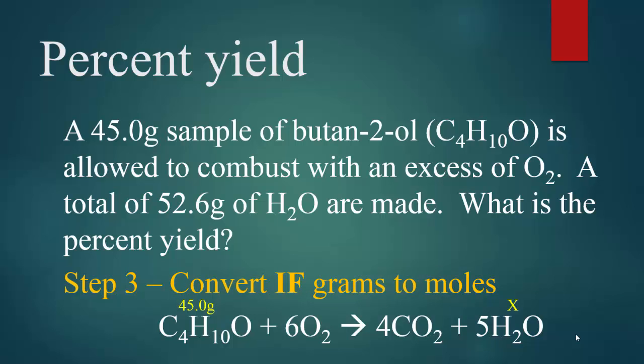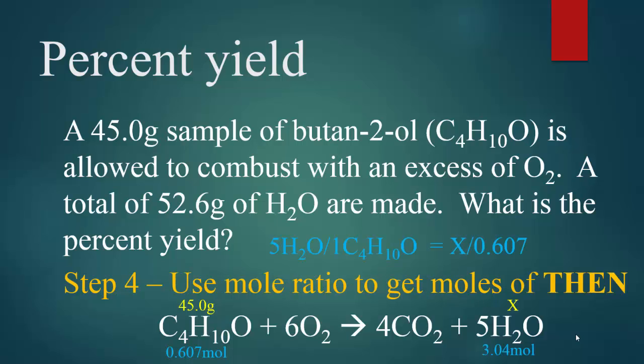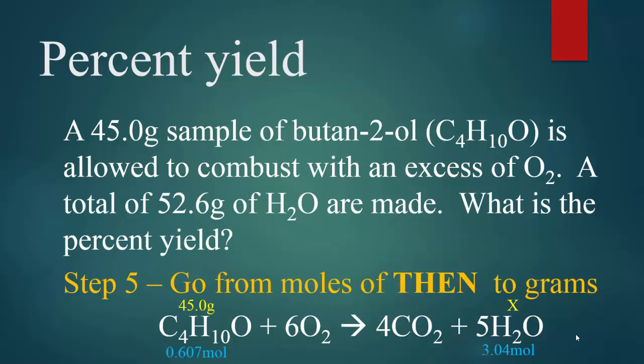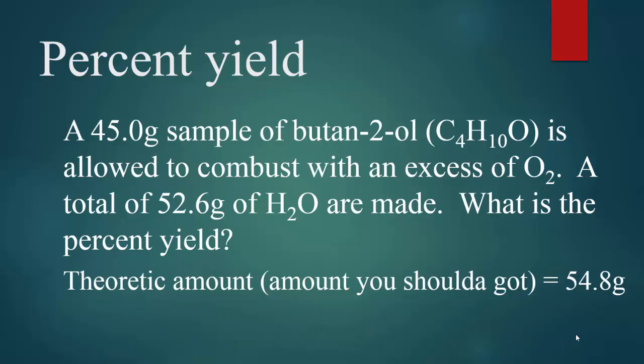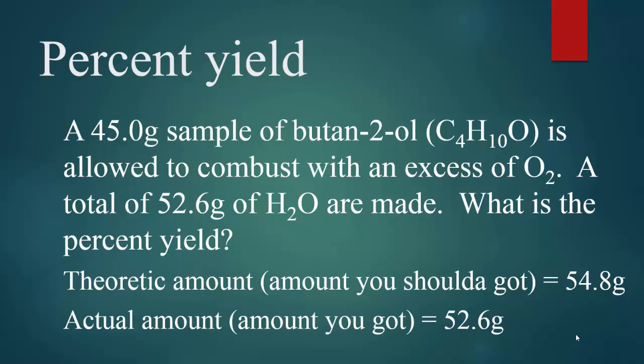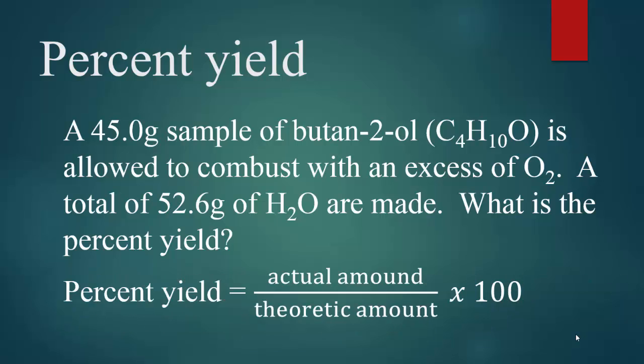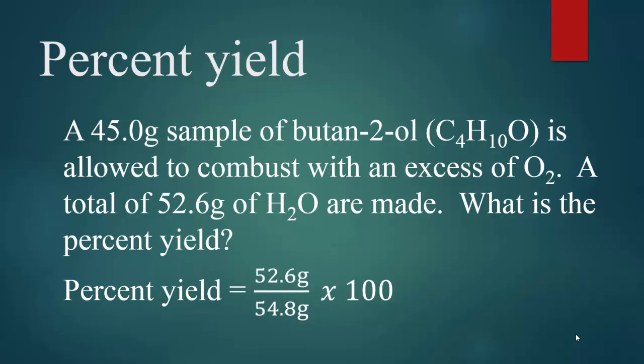Step 3, convert if grams to moles, and when you do that, you end up with 0.607 moles. We're going to use the mole ratios to get the moles of the then. The ratio is 5 to 1, so we should produce 3.04 moles of water. We multiply the 3.04 moles of water times 18.015 grams per mole, because moles times molecular weight equals grams, and we should produce 54.8 grams of water. So the theoretic amount is 54.8 grams. The actual amount is 52.6 grams. We're going to take our percent yield formula, plug in the amounts, and we get a 96% yield.